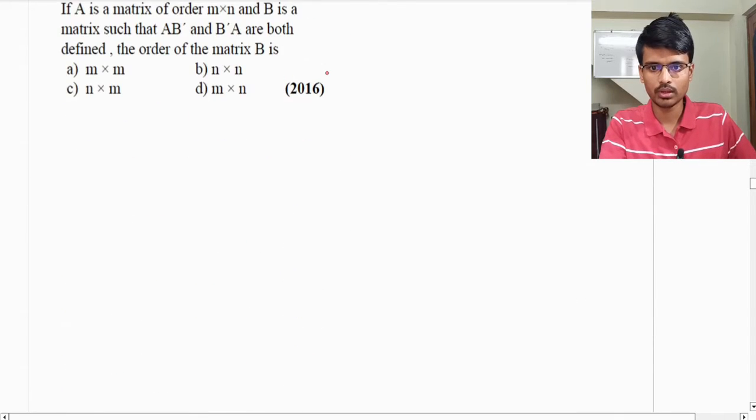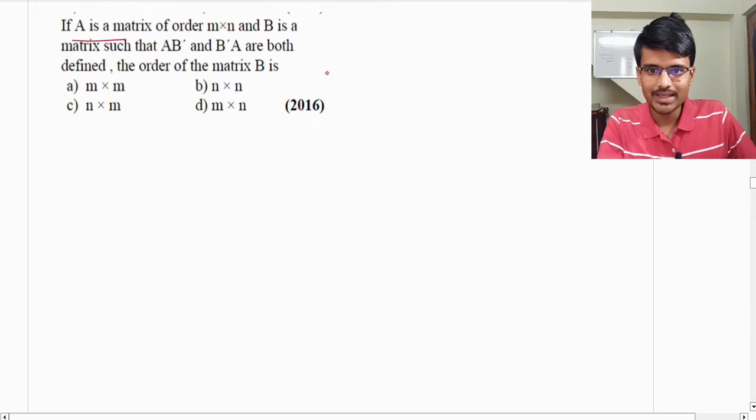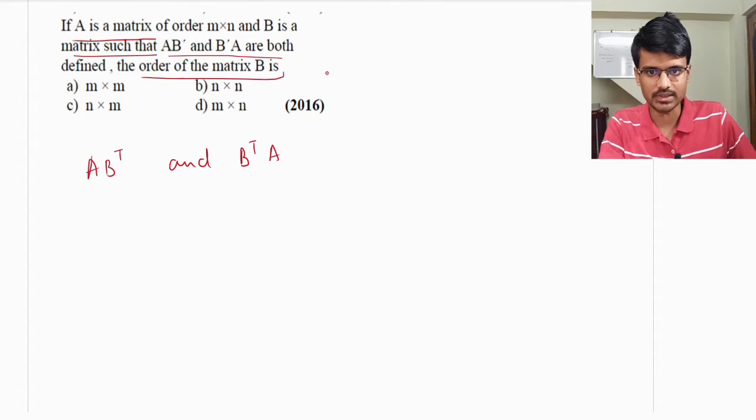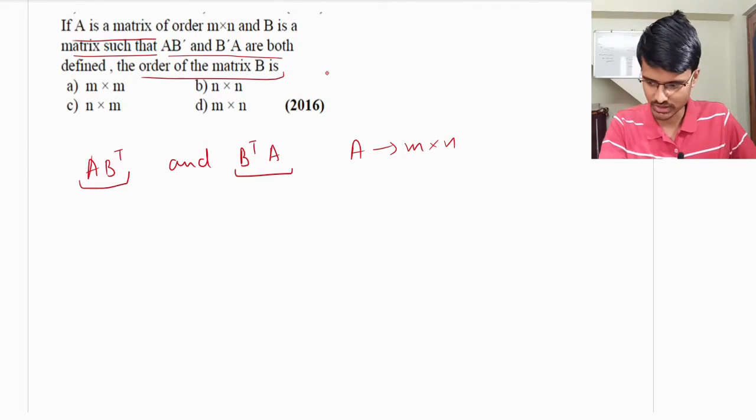Moving on. If A is a matrix of order m cross n and B is a matrix such that AB transpose and B transpose A are both defined, the order of matrix B is? B dash is nothing but B transpose. Let us take order of A as m cross n. Both the matrix multiplications are defined.